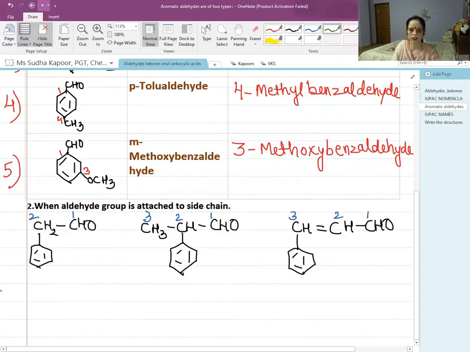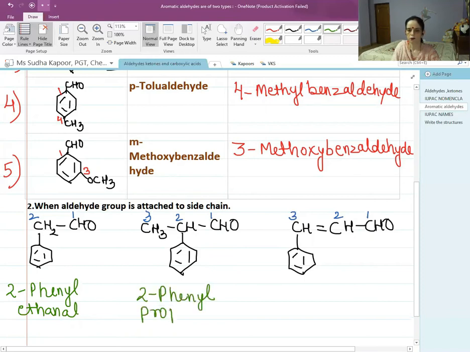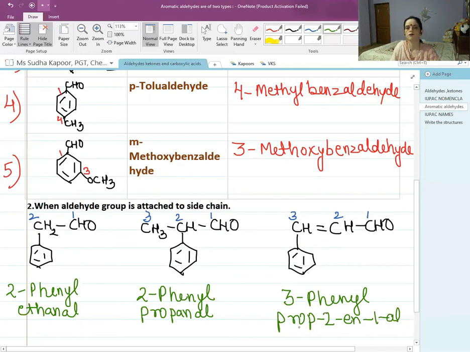So let us start giving the name to it. It is 2-phenyl ethanal. Okay. Now in this case, 2-phenyl, and then it becomes propanal. Now the third one, 1, 2, 3, the third is occupied by phenyl, 3-phenyl prop-2-enal. So in this case, the CH2 is not directly attached to the benzene ring.